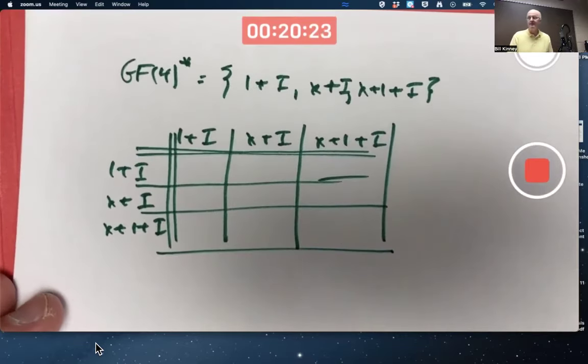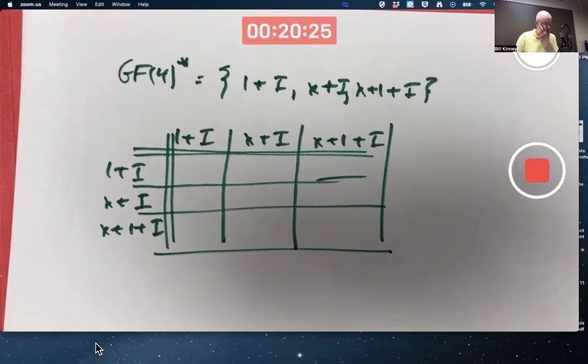Not all of the elements, 0 doesn't have a multiplicative inverse. It's a group of order 3. It's got to be isomorphic to Z3, because we know the only group of order 3 is Z3 up to isomorphism. It's got to be cyclic, actually.